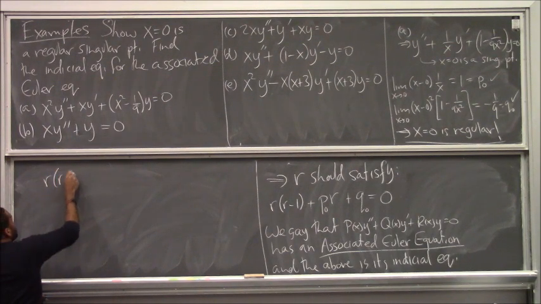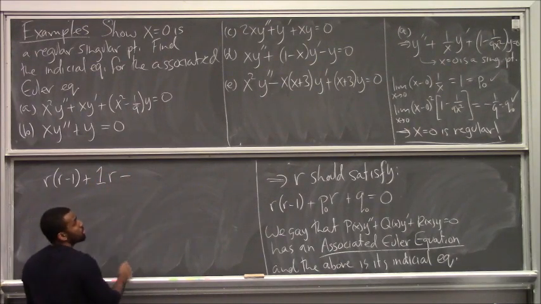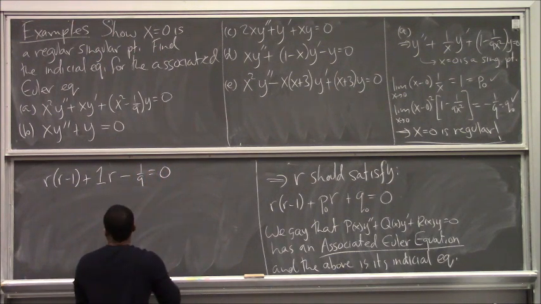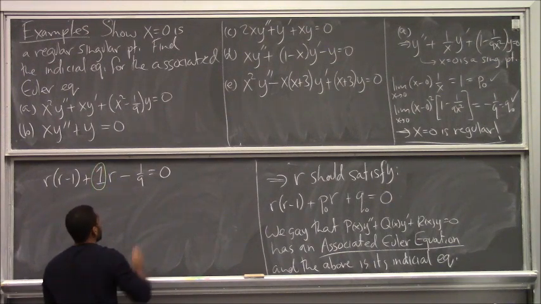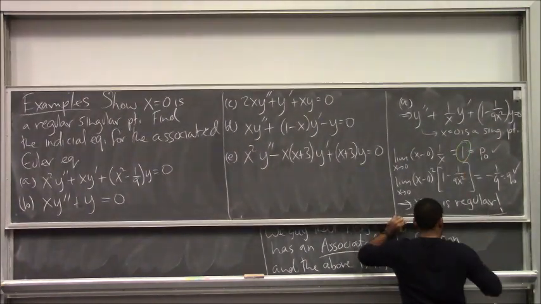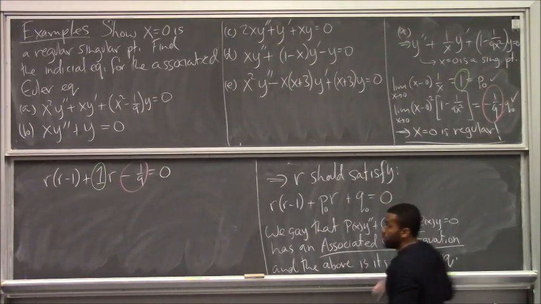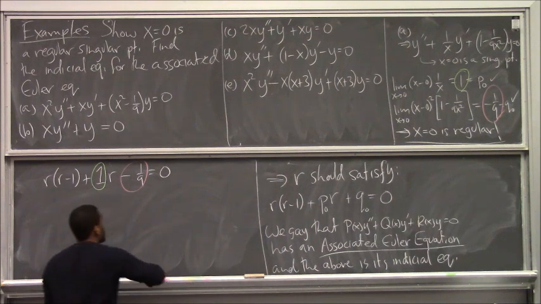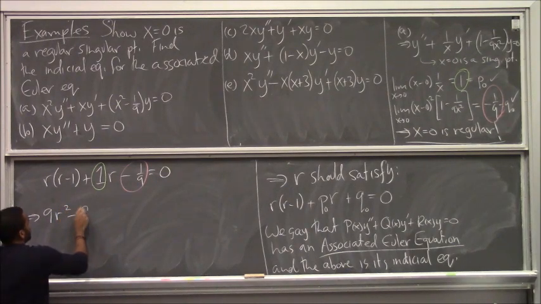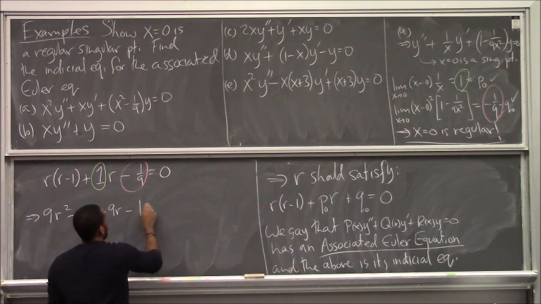r times r minus 1 plus 1 times r, minus 1 over 9 equals 0. That's going to be the equation. So this 1 and this minus 1 over 9 come from p naught and q naught. So now that's my quadratic. I want to solve for this. So this is 9r squared minus 9r plus 9r minus 1 equals 0.